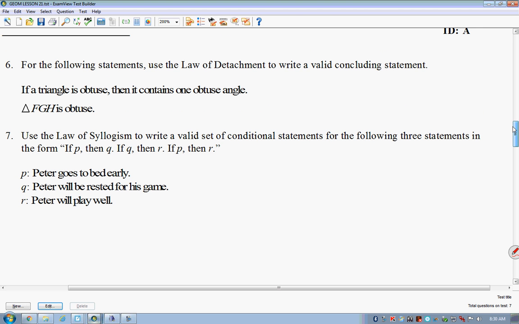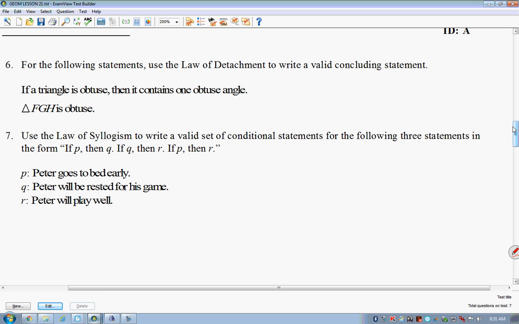Okay? I think we can probably answer maybe one more. I want to see if either of these should be quick. If a triangle is obtuse, then it contains one obtuse angle. Okay? Obtuse, major. One obtuse angle, minor. Triangle FGH is obtuse, major. Therefore, it contains one obtuse angle. Very good.